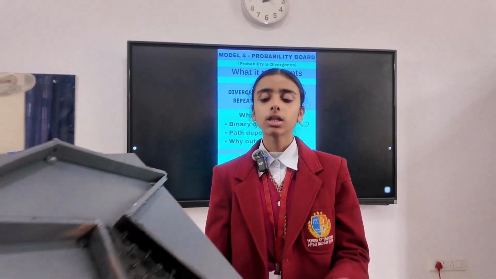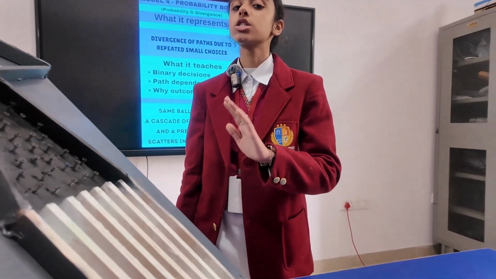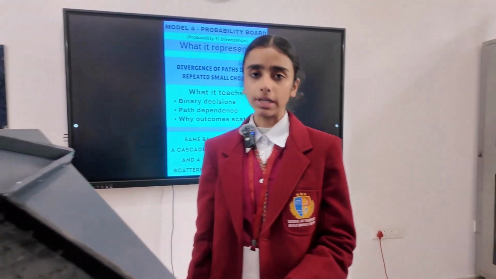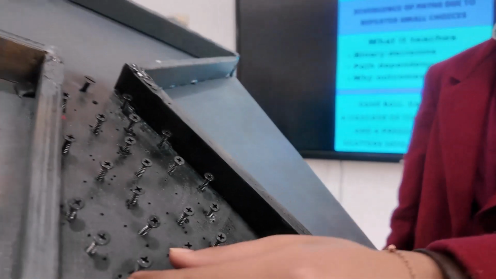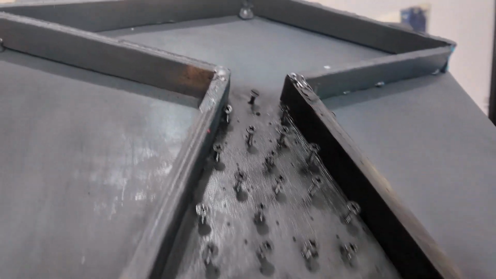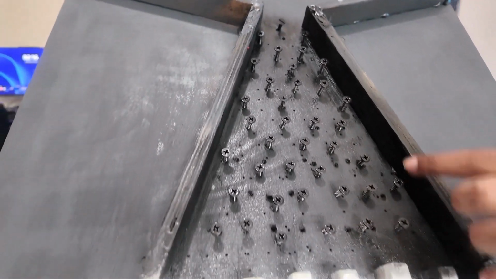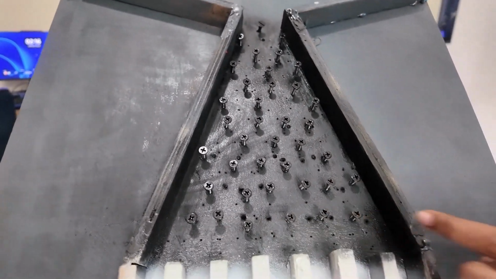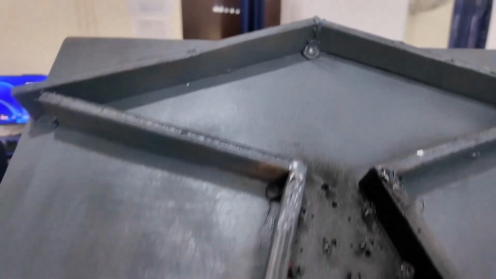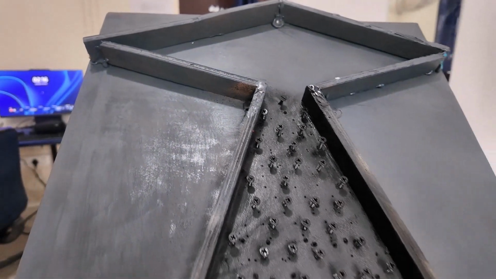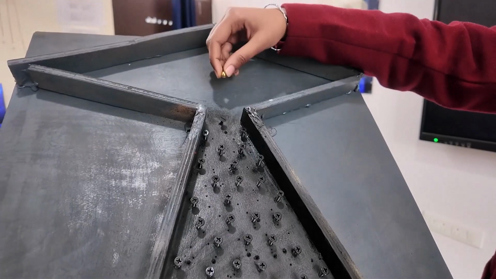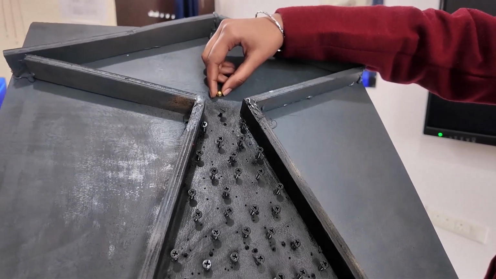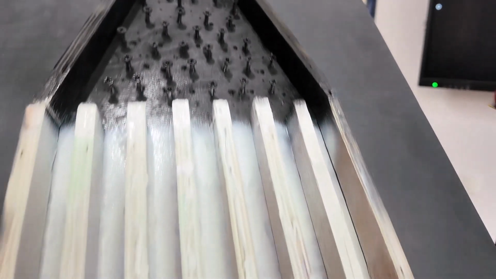This is the model, the probability board. This is not a Galton board, it is a probability board. It is my invention where I have arranged these pegs in a complex manner. They are arranged in a very complex order, and when we throw a ball from here, at each peg the ball will have two choices, either to go left or to go right. When we drop this ball, at each peg it will have two choices, either to go left or right.